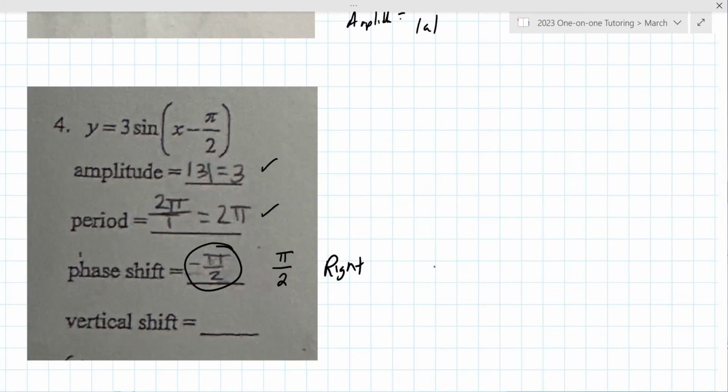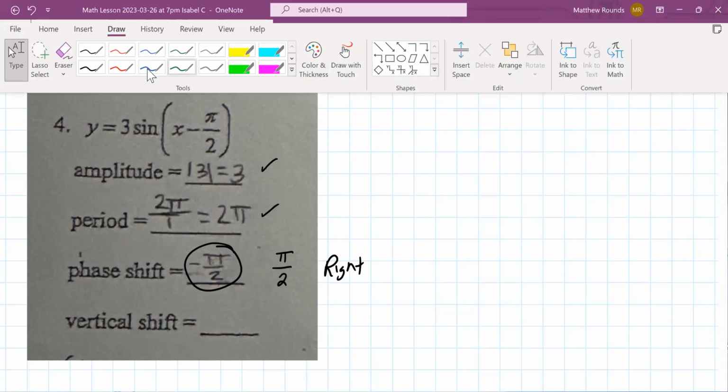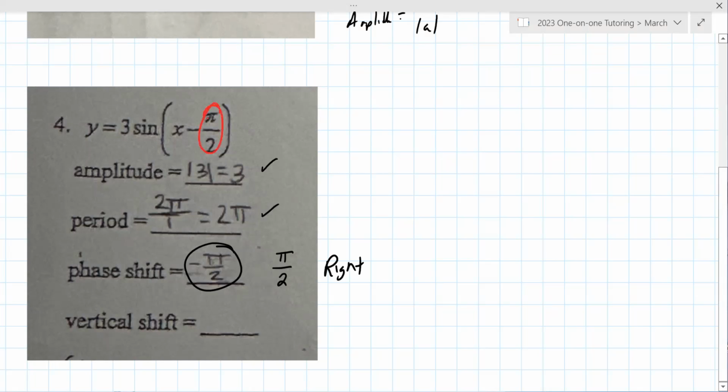Yeah, I was a little confused on that because I saw the phase shift and then I also saw the vertical shift. So the phase shift is the part that's inside the parentheses. The reason it's pi over 2 is this right here. And right or left depends on what's in front of it. This tells you whether it's right or left.